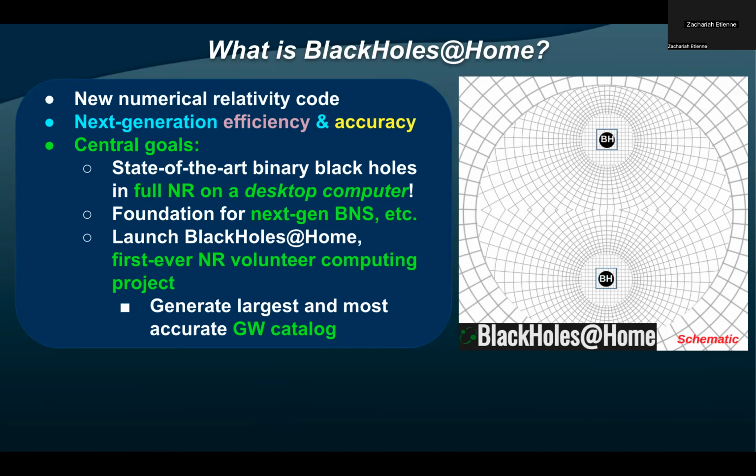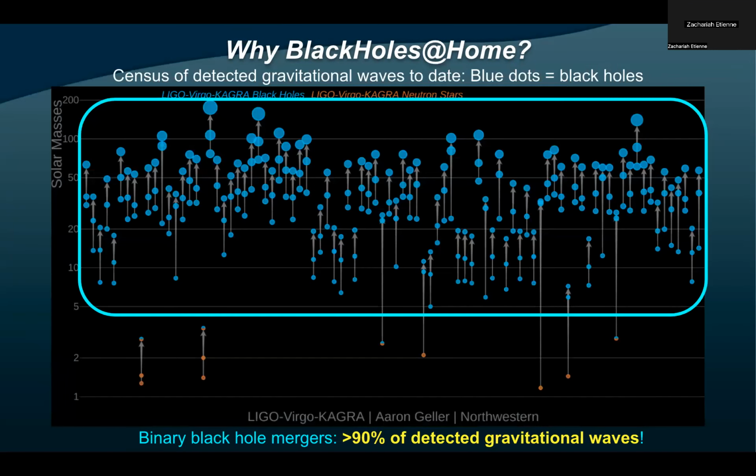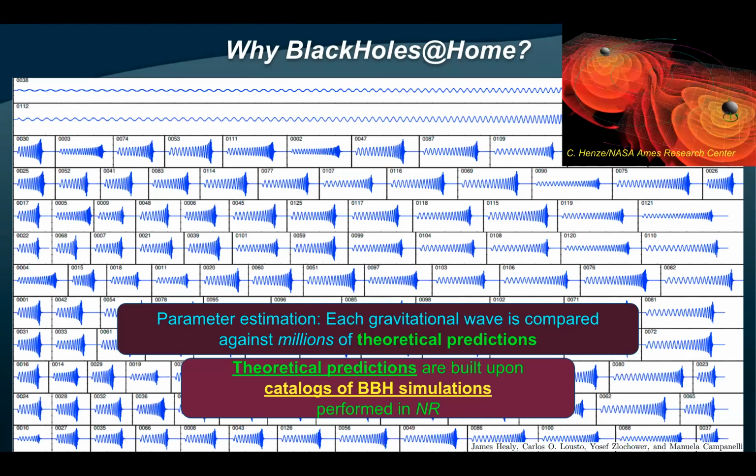Next slide. Because if you look at the census of detected gravitational waves to date, a large majority of them are from binary black holes. Next slide. And when it comes to extracting science from these gravitational waveforms, we have to compare each observation against millions of theoretical predictions, which themselves must be grounded in these numerical relativity generated binary black hole catalogs.